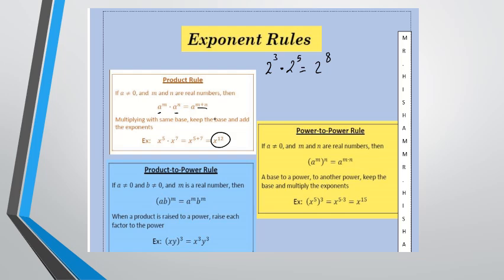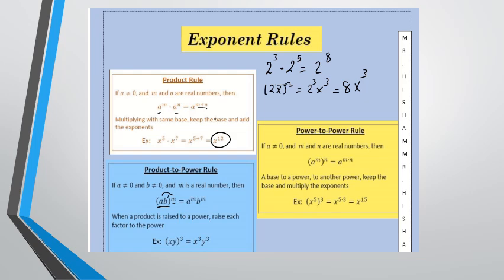But product to power: if I have ab all to the power of m, I can distribute the power. So it's going to be a power m and b power m. For example, xy to the power of 3 is the same as x power 3 y power 3. Another example, what if I have 2x all to the power of 3? The common mistake is that students write it as 2x power 3 only. No, 2 also takes the power 3, and 2 power 3, as we know, 2 times 2 times 2 is 8, so it's 8x power 3.